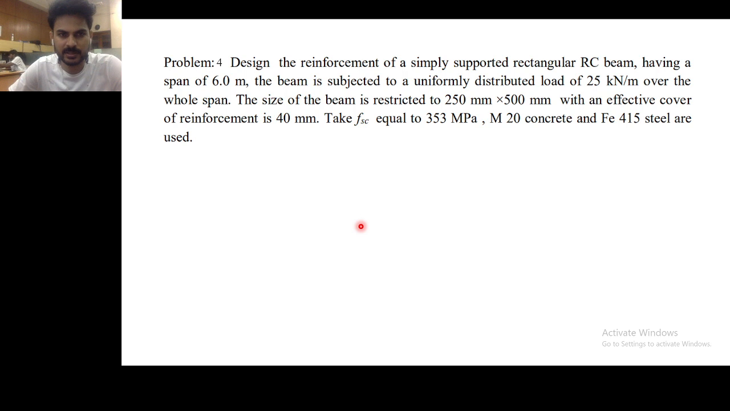The problem is: design the reinforcement of this simply supported rectangular RC beam having a span of 6 meter, and the beam is subjected to a uniformly distributed load of 25 kN per meter over the whole span, and the size of the beam is restricted to 250 into 500 with the effective cover of the reinforcement as 40. Take FSC equal to 353, and M20 concrete and Fe415 steel are used.